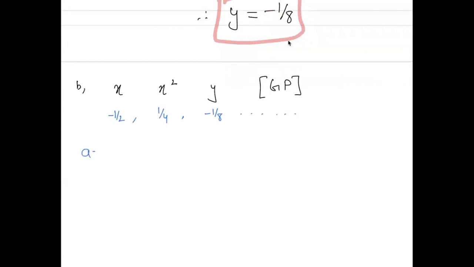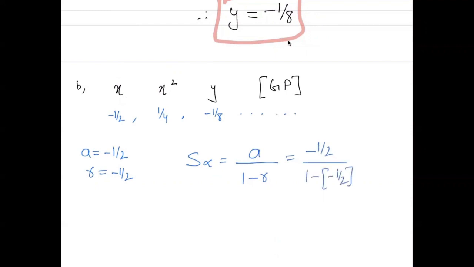What is the first term over here? Negative 1 upon 2, right? What is the common ratio? Common ratio is x squared divided by x, that is x, and x value is negative a half, negative 1 upon 2, right? Now you are being asked to calculate the sum to infinity, that is a upon 1 minus r. A value is negative half, r value is also negative half. Please solve this and give me the value of the sum to infinity.